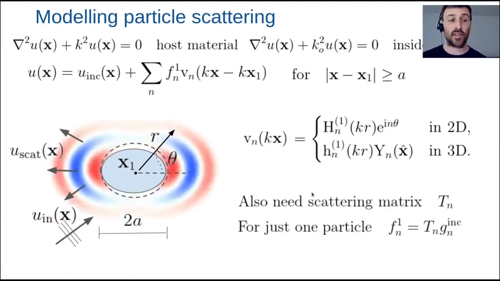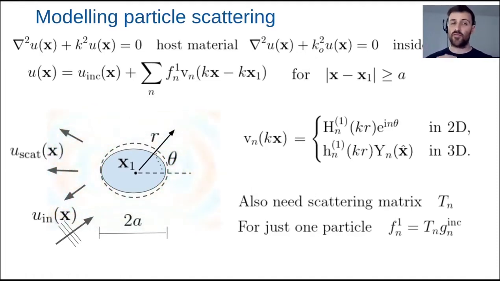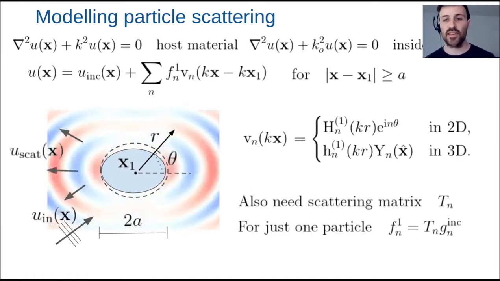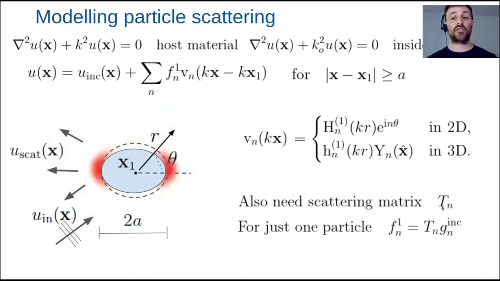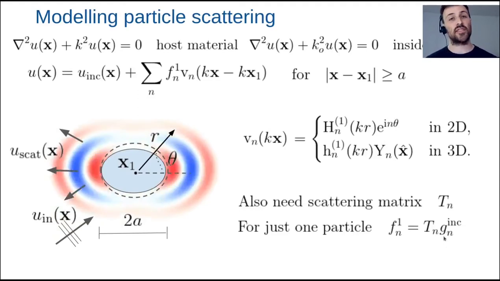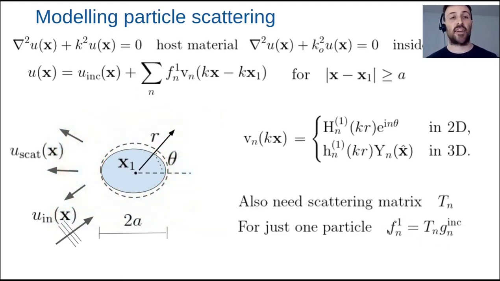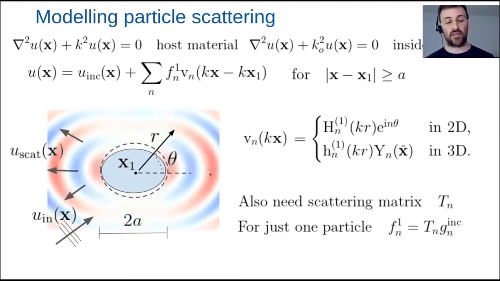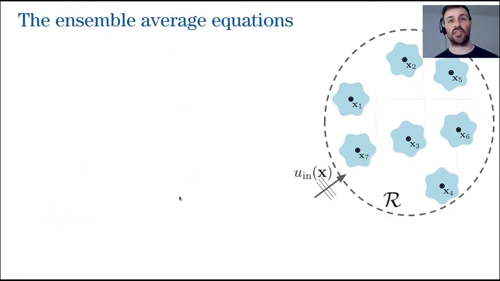The last component you need to follow this method I'm going to teach you about is something called a scattering matrix, which relates the incident field coefficients, these Gn's, to these Fn's, which are the outgoing scattered coefficients. Once you have that, you can now follow this recipe I'm going to tell you about.